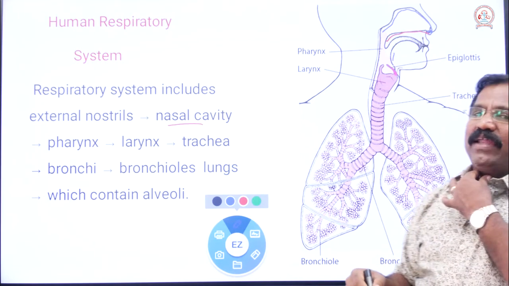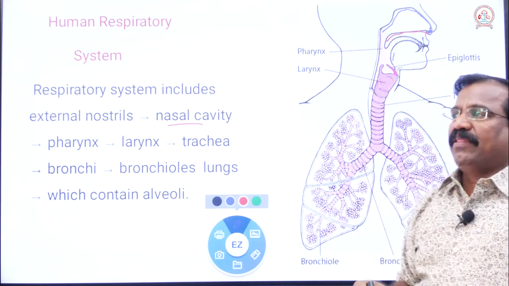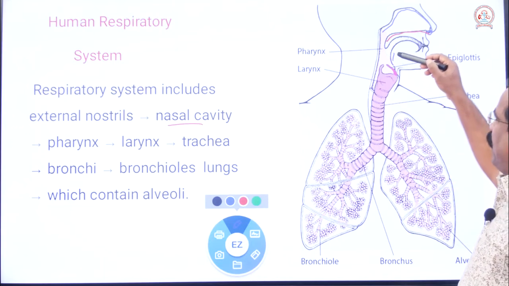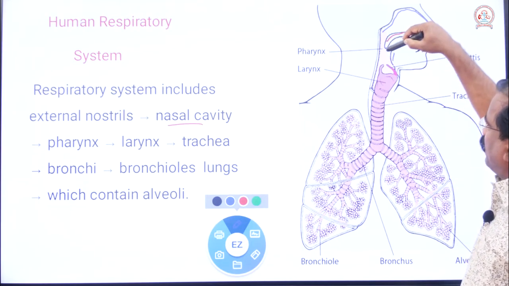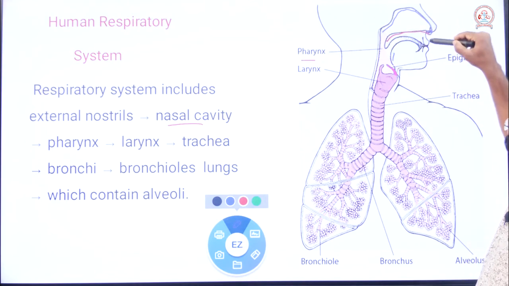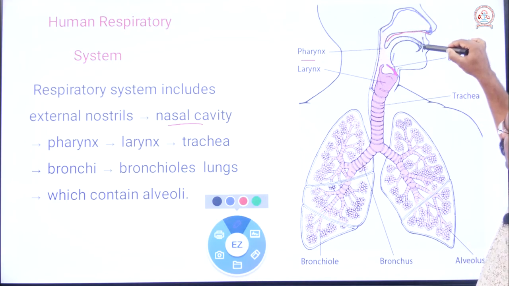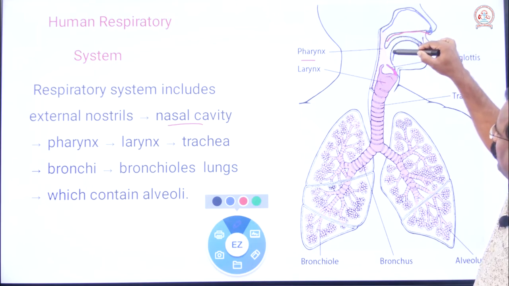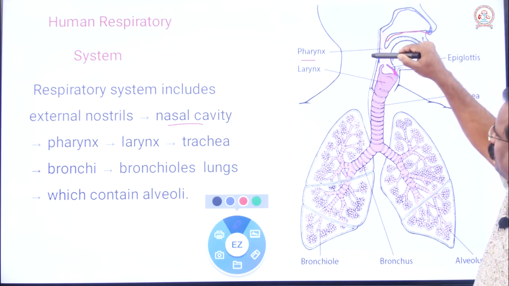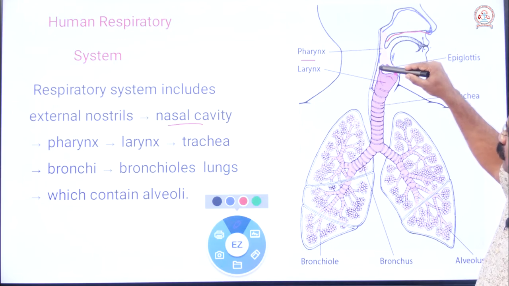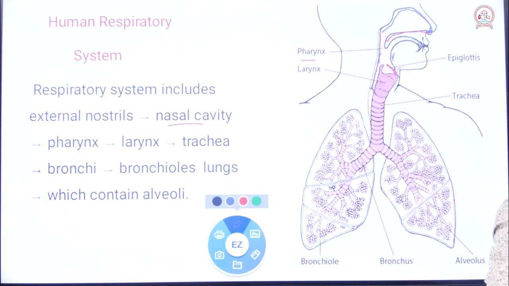The pharynx, the throat, is common for food and air. This is the pharynx; this is the food passage and this is the windpipe, both join and form a common space. After the pharynx comes the larynx.